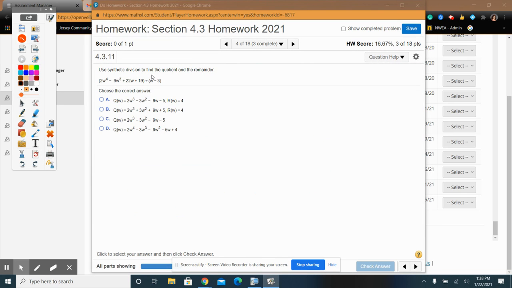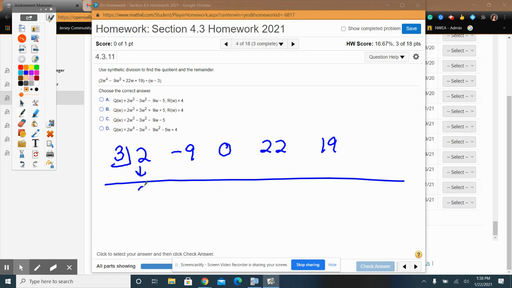Okay, so which one of these will work? They want the correct answer. They told us to use synthetic division, so we might as well go ahead and do that. I'm going to put the 3 in the box. Make sure I don't need any zeros. I need a 2, a -9. I do need a 0 in the x squared spot. 22 and 19. Skip a line, draw a line, and have your party.